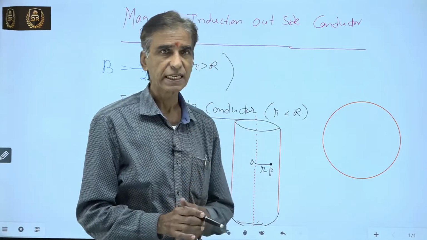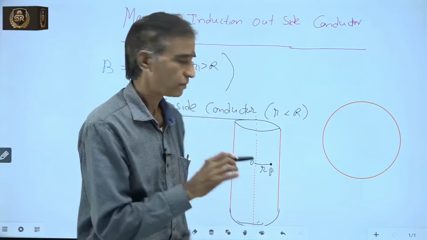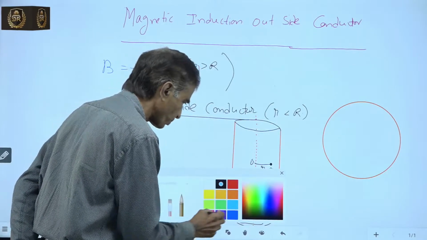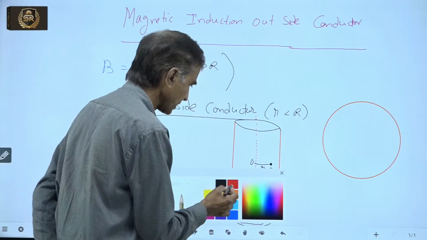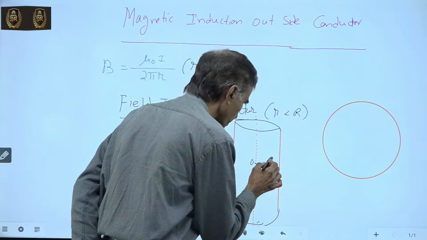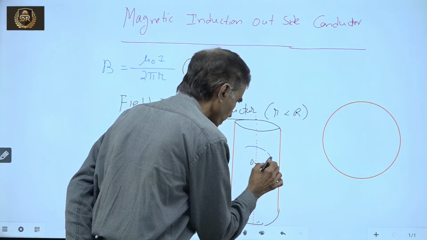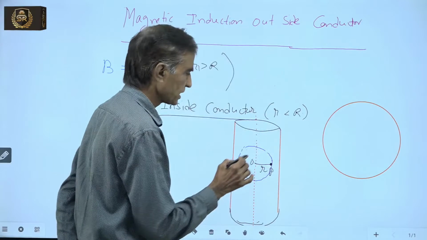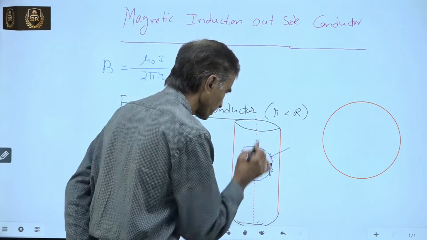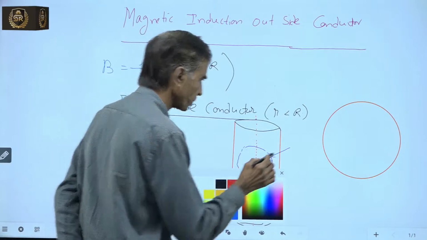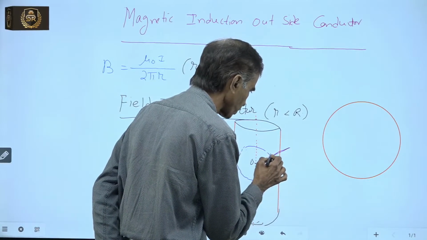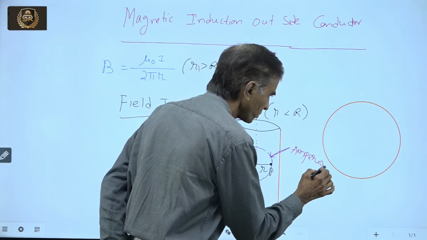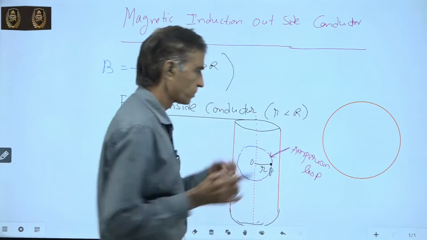Now what is our Amperian loop? Is this conductor cylindrical? No, that is a circular section. Therefore, we are going to use a circular loop. We will draw a circle here. This is our Amperian loop, which is a circle, right?